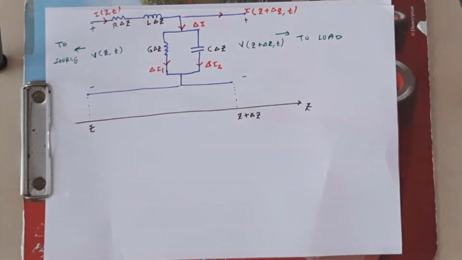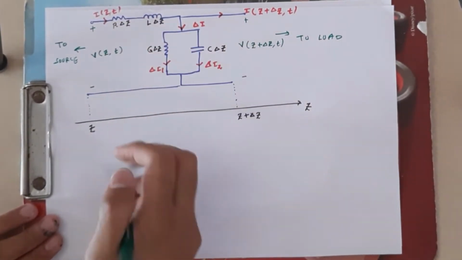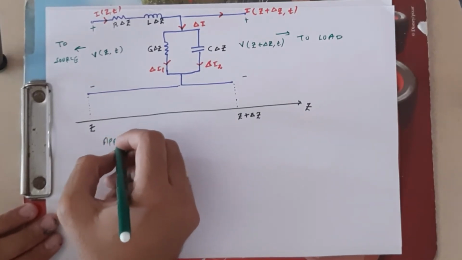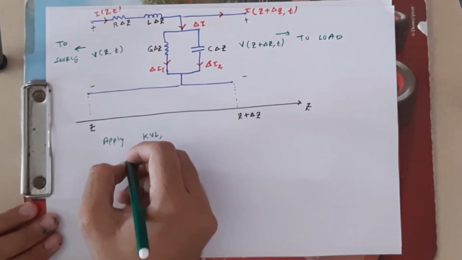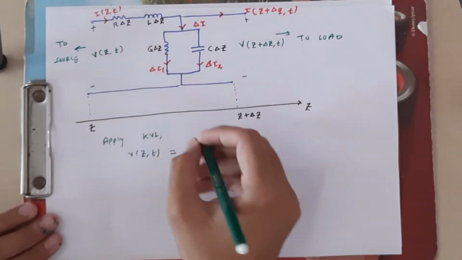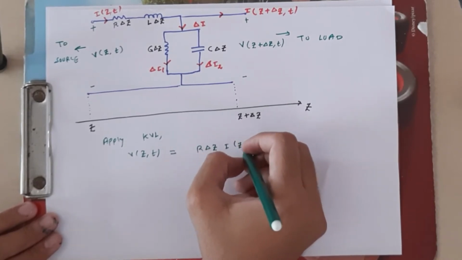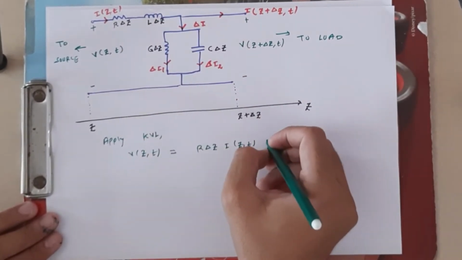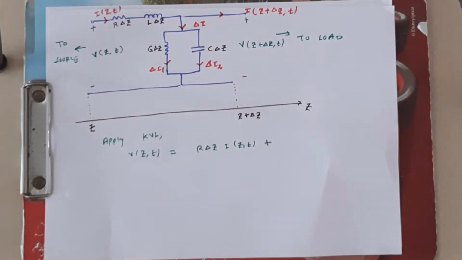Now we start to write Kirchhoff's current law or Kirchhoff's voltage law. Initially I write Kirchhoff's voltage law for this loop. So applying KVL, you can write V(z,t) is equal to R delta z, the resistance, times the current flowing through the resistor, which is I(z,t), plus the inductor, and we know that the voltage across an inductor is L di by dt.